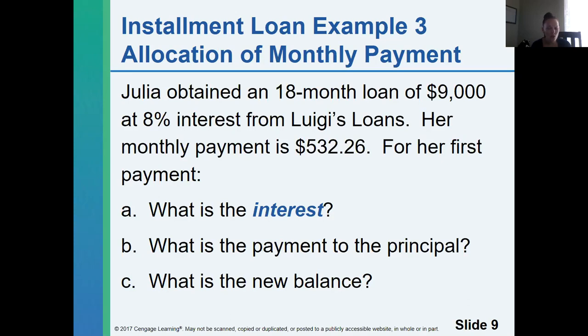On here, we want to know how much interest she's paying for her first payment. She's going to pay them $532.26, but how much is the bank actually making? Because remember, when you take a loan of $9,000, they give you $9,000, or they pay for your car for $9,000. So you are paying them back.